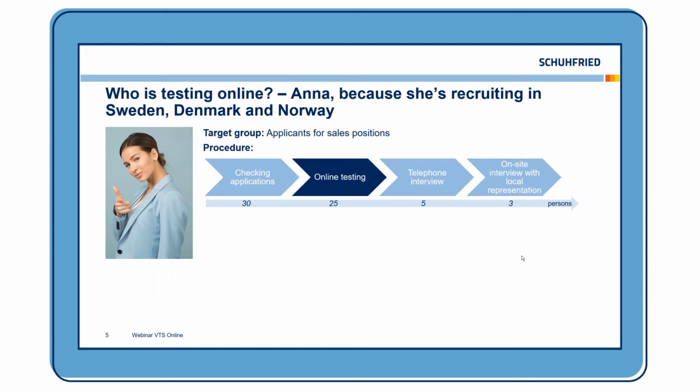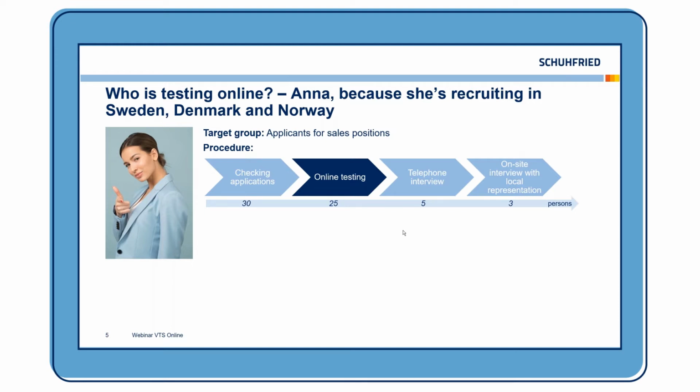The first customer we want to have a look at is Anna. Anna is recruiting applicants for sales positions across multiple countries, for example, Sweden, Denmark, and Norway, because it's quite difficult to find suitable people for this job there. So how does a procedure look? First, she starts quite classical by checking the application forms. What she's looking for here is must-have criteria, and do applicants match these must-have criteria or requirements. For example, this could be, do they possess or have at least 5 years of working experience?